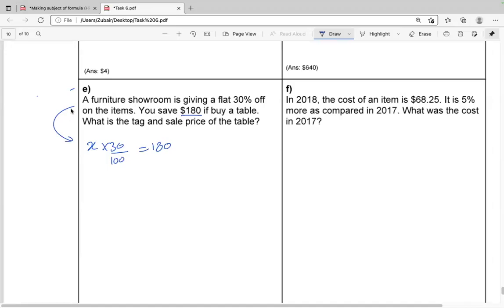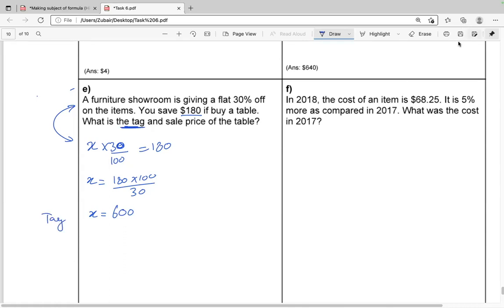Do these words and statement correspond? A furniture showroom gives a flat 30% off on items. You save 180 if you buy a table. The table was for X and 30% is the saving and that is 180. So the labeled price is this. 180 times 100 divided by 30 is 600 is labeled over there. So tag price is 600.